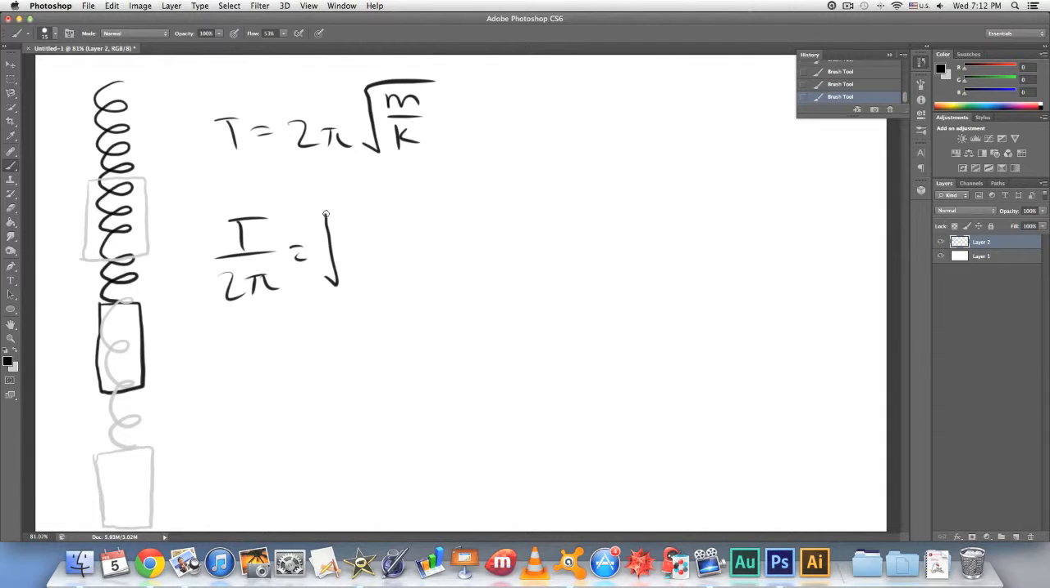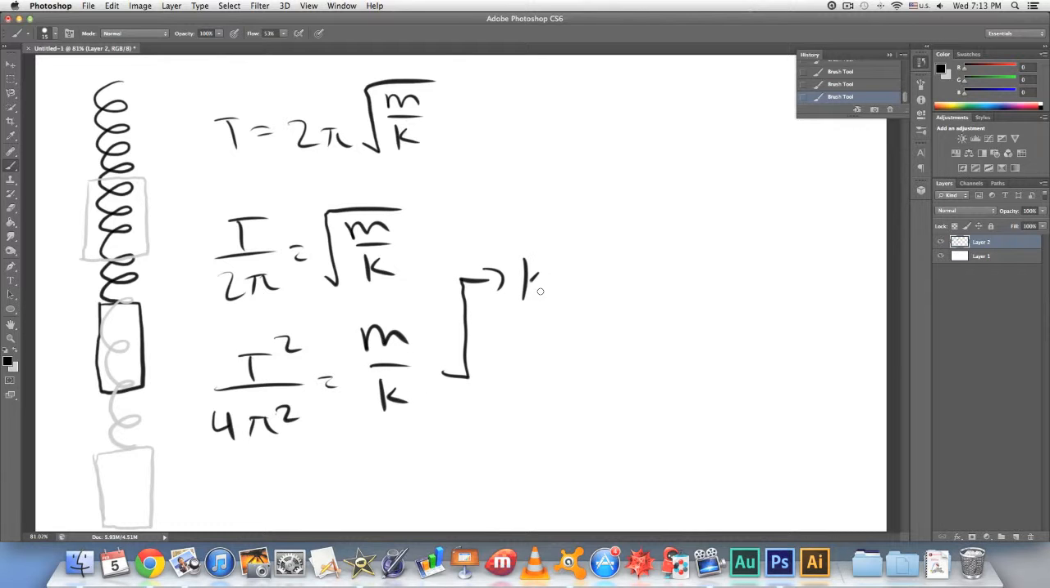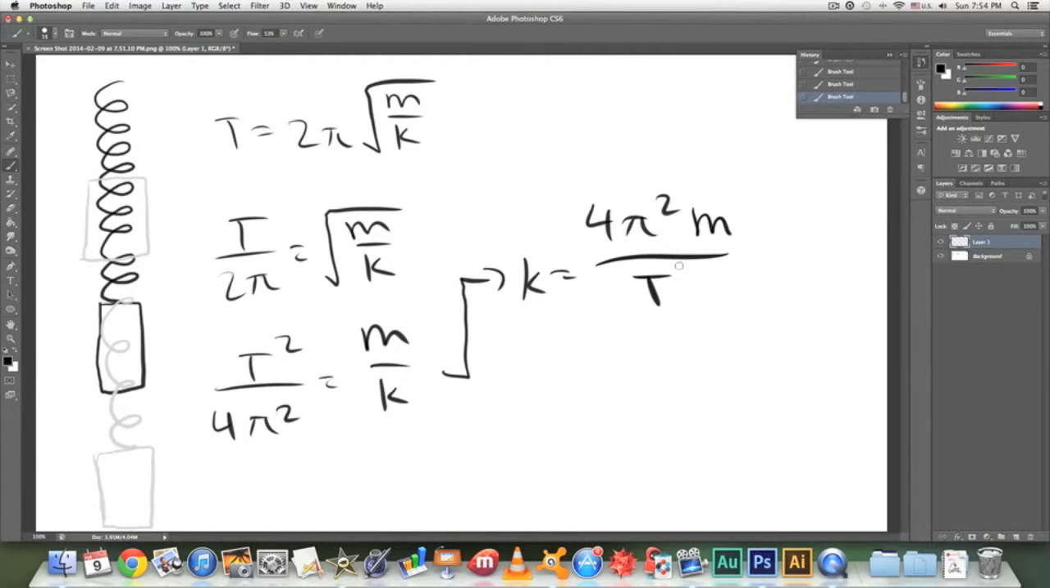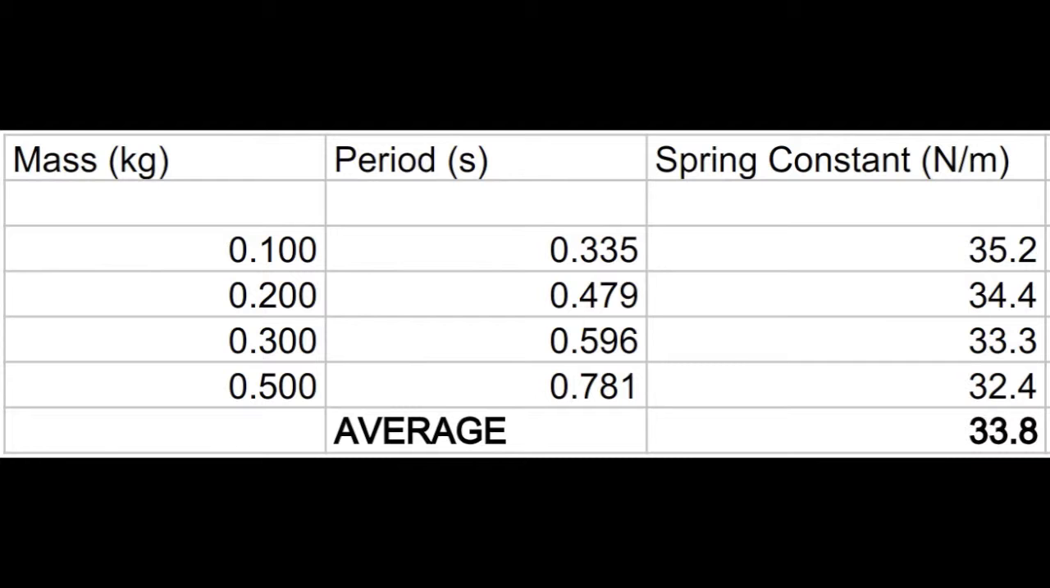Rearranging the equation T equals 2 pi times the square root of m over k, we get k equals 4 pi squared m over T squared. Using the mass spring methodology, we found the average spring constant to be 33.8 newtons per meter.